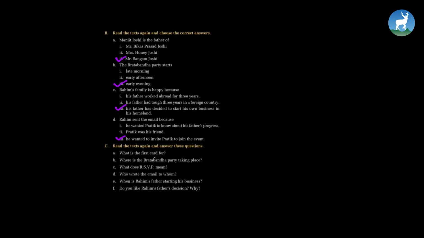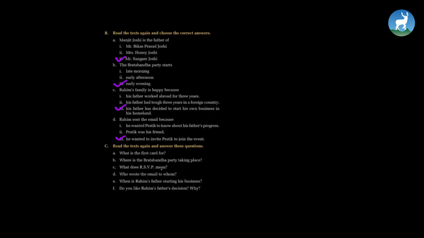What is the first card for? The first card is for inviting a friend. Where is the Bratabandha party taking place? Bratabandha party is taking place in Yak Palace, Kalimarga, New Baneshwar. What does RSVP mean? I've already told you what RSVP means.